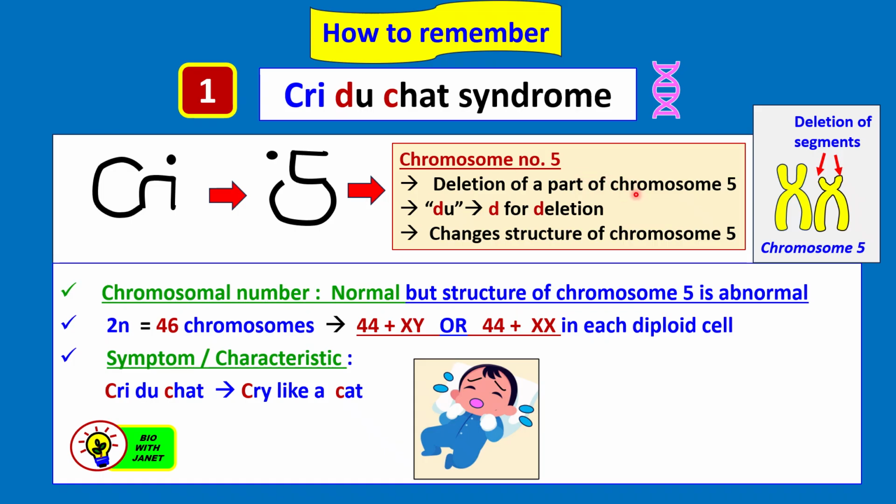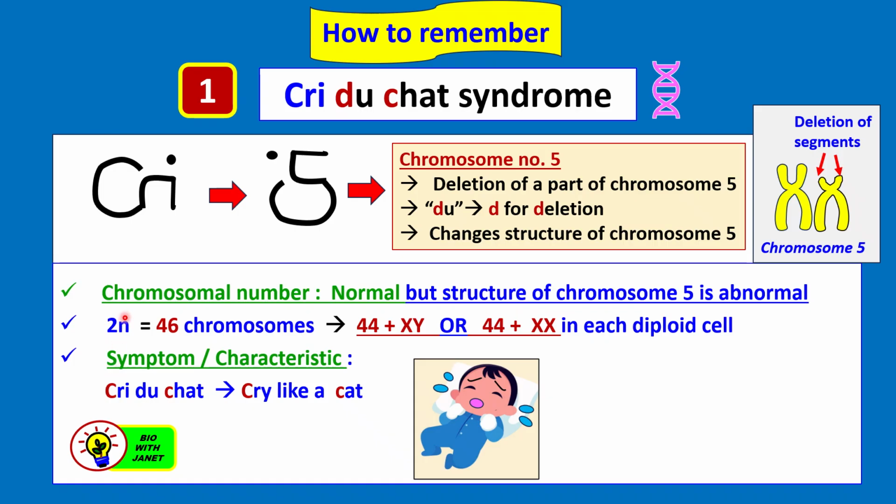Actually, Cri-du-Chat syndrome is caused by a deletion of a part of chromosome number 5, where a part of chromosome number 5 has been removed. So the D here stands for deletion. Remember that: Cri stands for 5 and D for deletion, deletion of a part of chromosome number 5. And this causes changes to the structure of the chromosome. And then the two C's here, think of cry like a cat's meow, or a cat's cry. So the child will cry in a way that sounds like a kitten meowing.